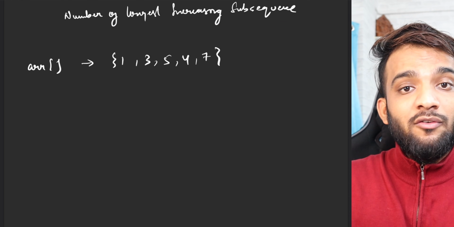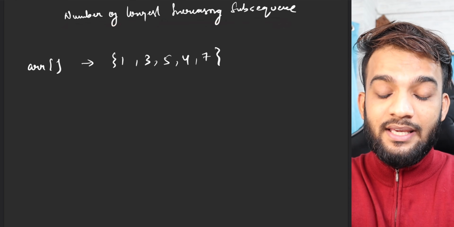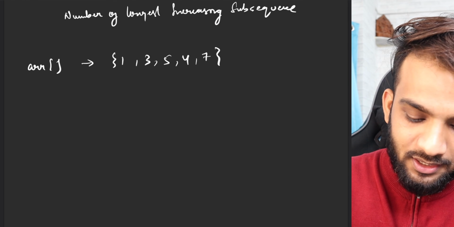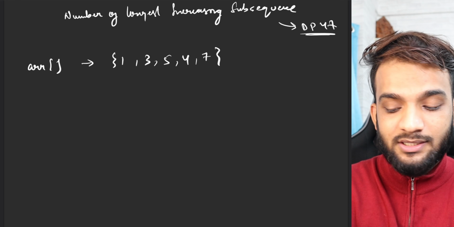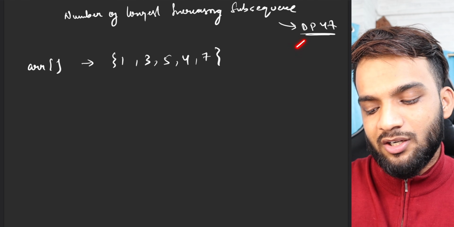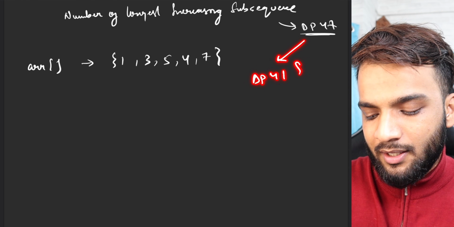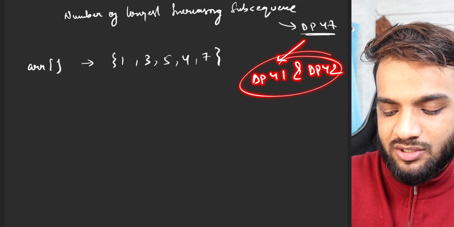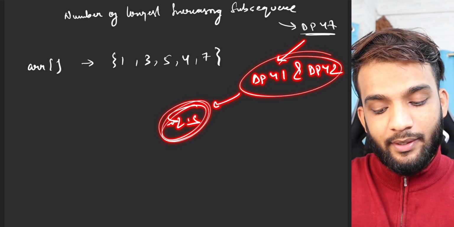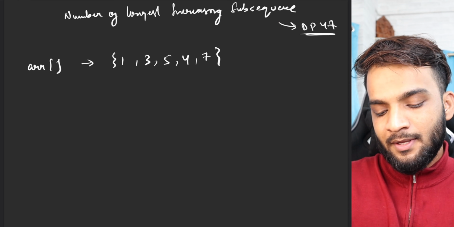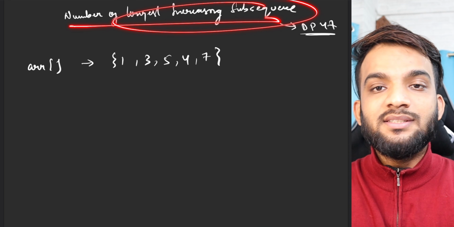So today we will be solving the problem, number of longest increasing subsequences. And this is DP 47, the 47th lecture of the dynamic programming playlist. The prerequisites to this problem are DP 41 and DP 42, which are based on LIS. So if you don't know LIS, please go back and watch it, and then you can come back and watch this problem.